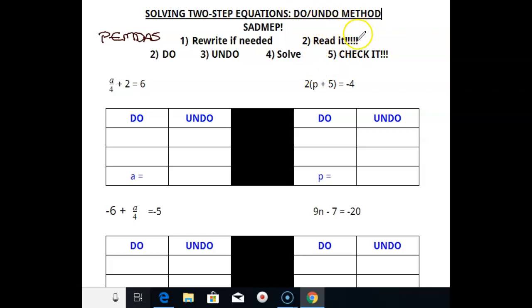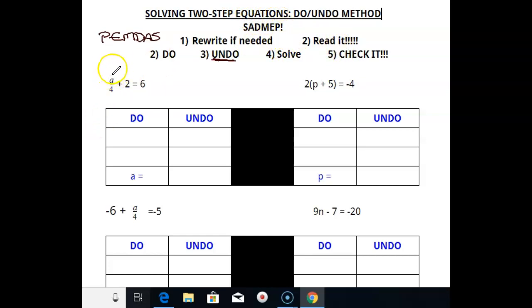Then you're going to read it, stressing the math words: the multiply, the divide, the add, subtract, the parentheses, whatever. We're going to write down our do. What does it say to do when I read it? And then we're going to do the undo. And this is a little bit different. The undo has to be done in SADMAP form. We're going to solve it and we're going to check it.